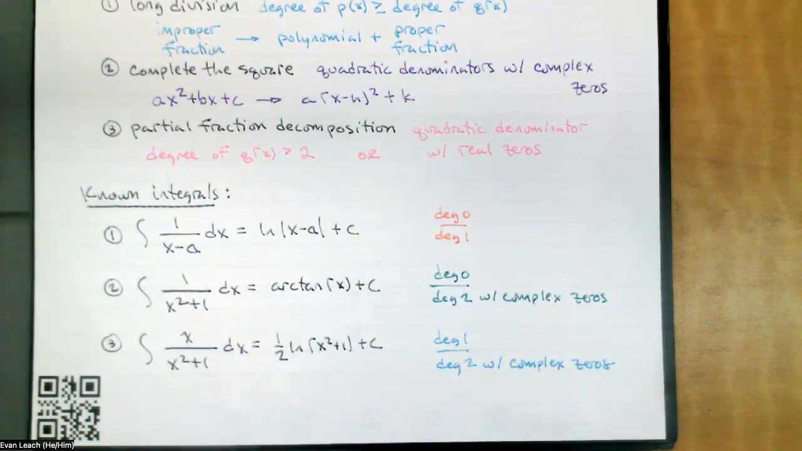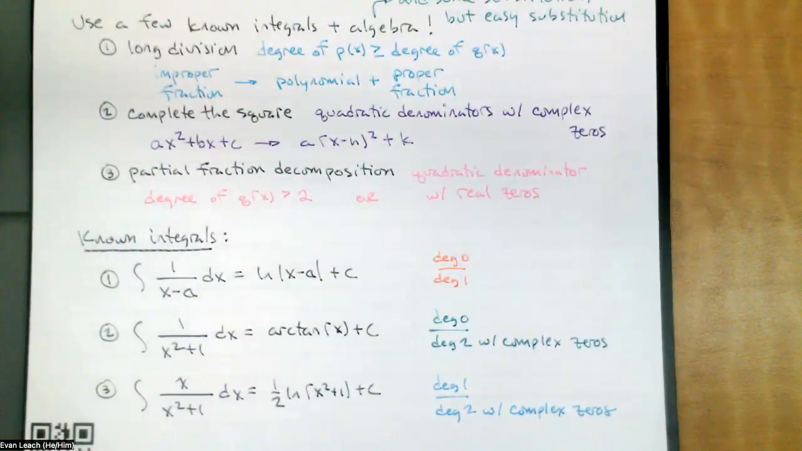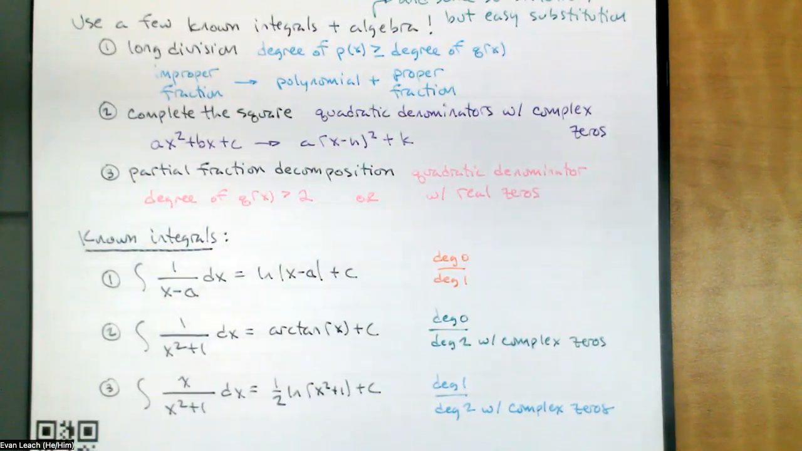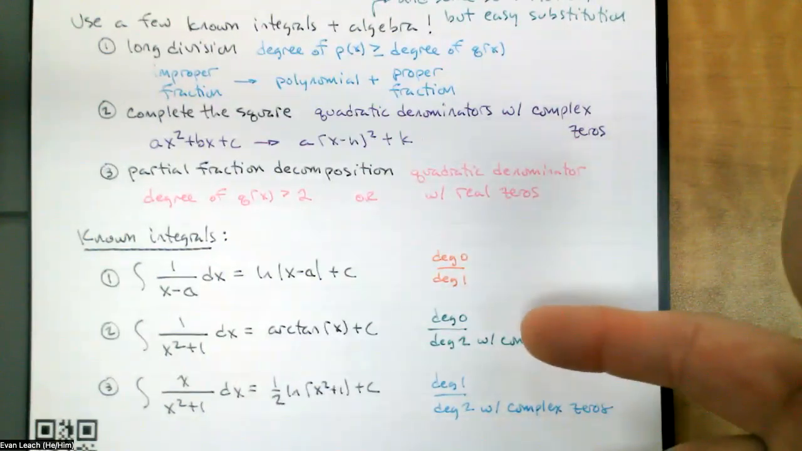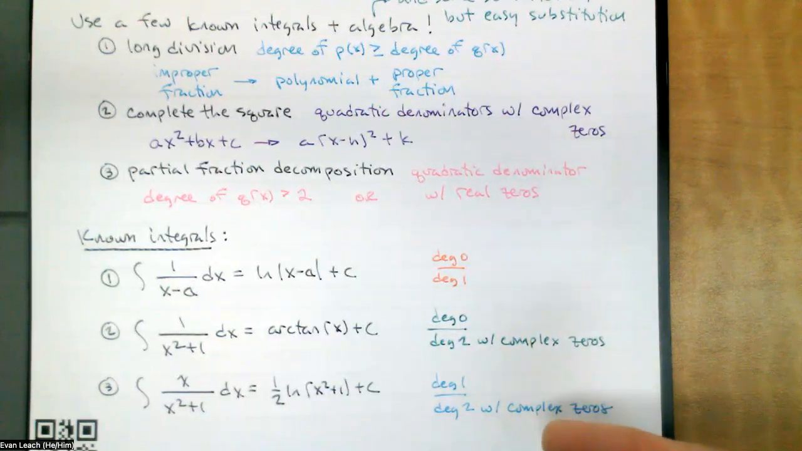The three algebraic tricks that we need are long division, completing the square, and partial fraction decomposition. Long division is when the degree of the numerator is greater than or equal to that of the denominator. Once we can take care of that, that's why degree 0 over degree 1, degree 0 over degree 2, degree 1 over degree 2. I always have the degree of the numerator strictly less than the degree of the denominator. Anything else, we're going to do long division until it looks like this, plus a polynomial.